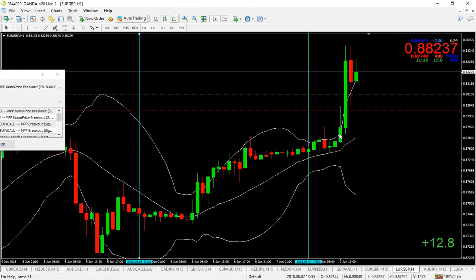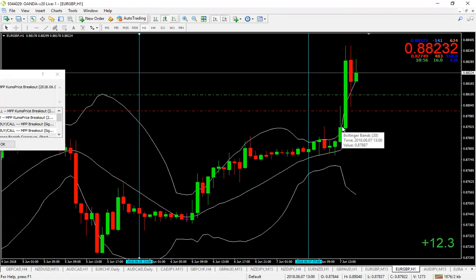And this was when that moment came, when there was a proper breakout. It broke out and actually closed outside of the Bollinger Band. So what I would usually do is enter when the candle closes. In this case, it went that high and came back down and closed here. But as you can see, I entered here.